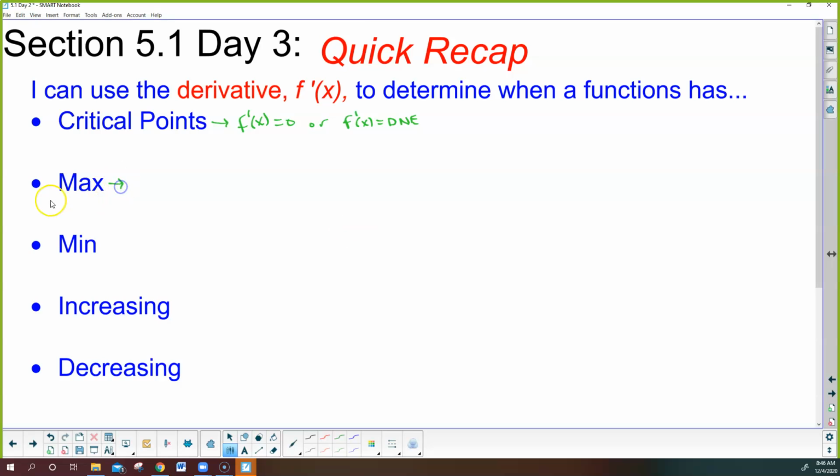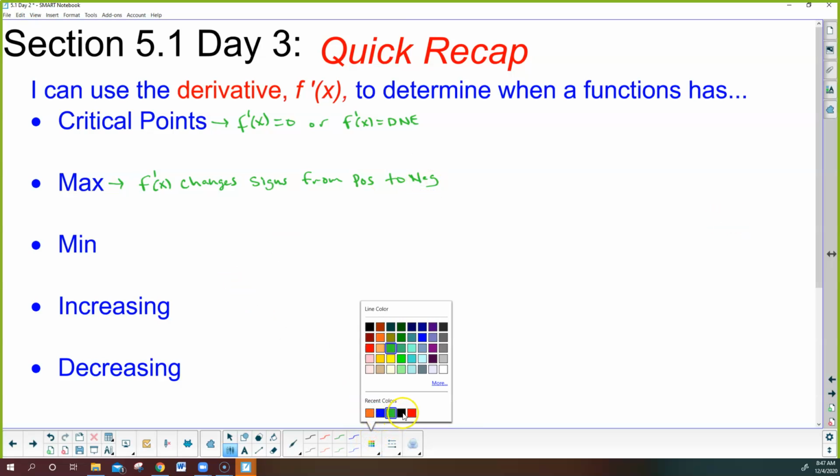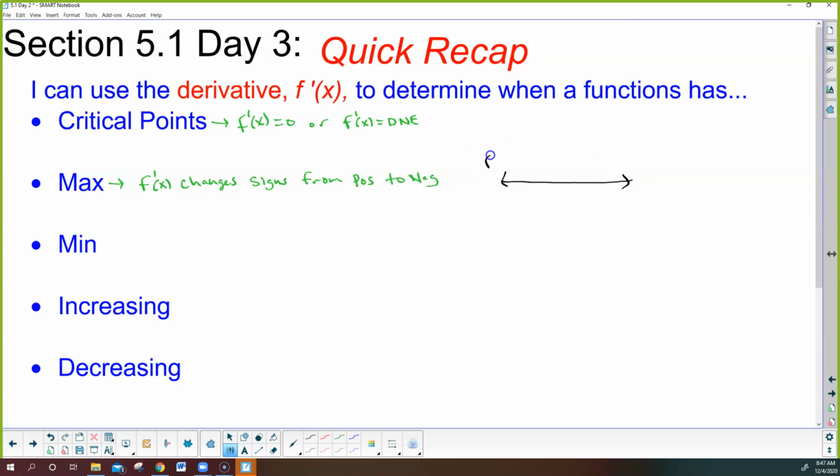What about if I asked you to determine if there's a maximum? Well, all you have to do is tell me that the derivative changes signs from increasing to decreasing, from positive to negative. Now, I will point out one thing, and I want you to be aware of this. I don't fully agree with it, but I'm not on the AP grading board. You need to write this phrase out in words in order to justify why you have a maximum. You cannot just show a sign chart.